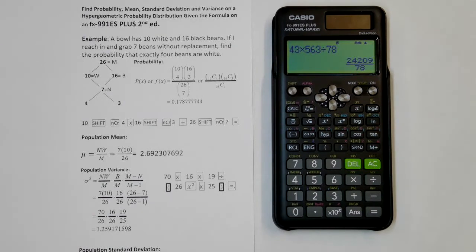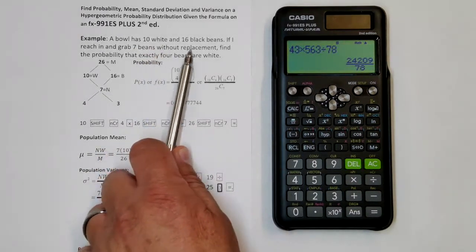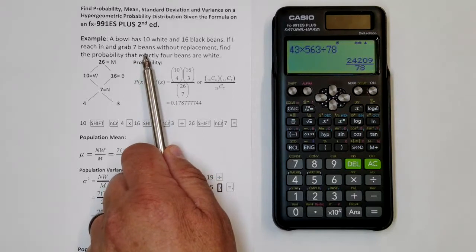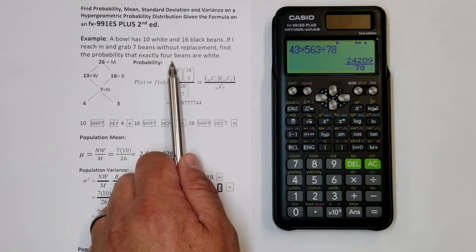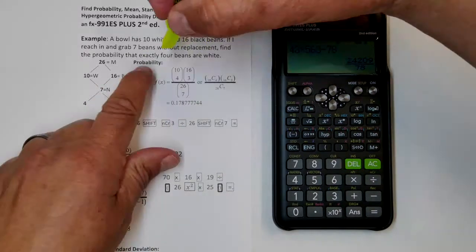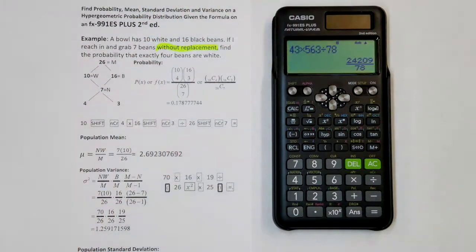Well, here's an example. A bowl has 10 white and 16 black beans. If you reach in and grab 7 beans without replacement, find the probability that exactly 4 of those beans in my hand are white. Well, this part right here where it says without replacement is the part that tells me it's a hypergeometric. Now, how do you do a hypergeometric?